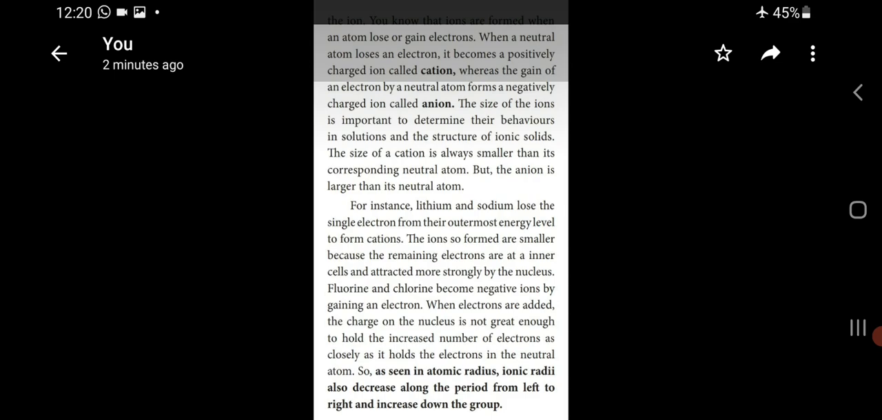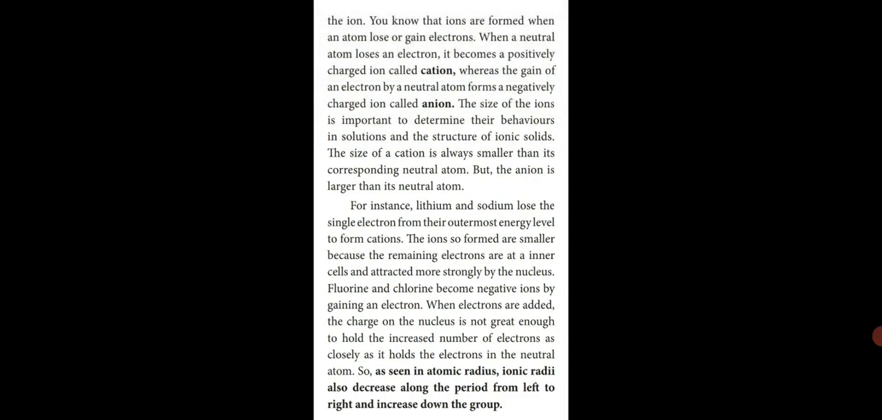The ions so formed are smaller because the remaining electrons are in inner shells and attracted more strongly, so they are nearer to the nucleus. Fluorine and chlorine become negative ions by gaining an electron. When electrons are added, the nuclear charge is not great enough to hold the increased number of electrons.